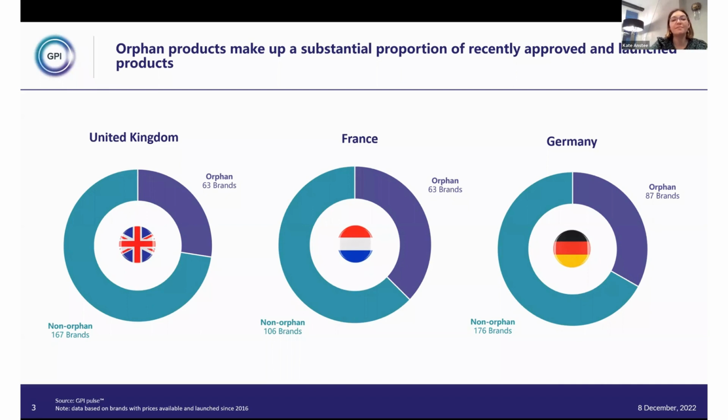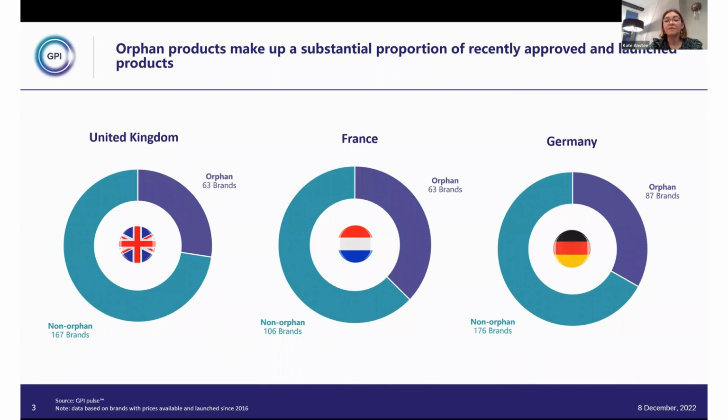Before we take a deep dive into the market access and pricing of an orphan drug, I thought it'd be a good point to look at the orphan drug landscape. Orphan drugs account for a substantial proportion of recently approved and launched products. Here we have focused on Europe. As you can see from the 3 launch markets in Europe, UK, France, and Germany, almost a third of products launched since 2016 were orphan products. This includes 11 cell and gene therapies.